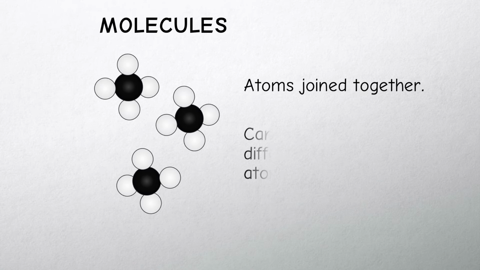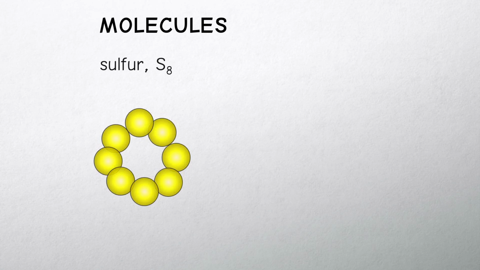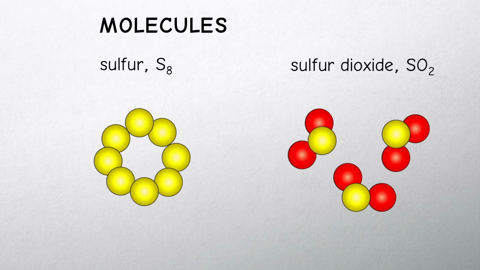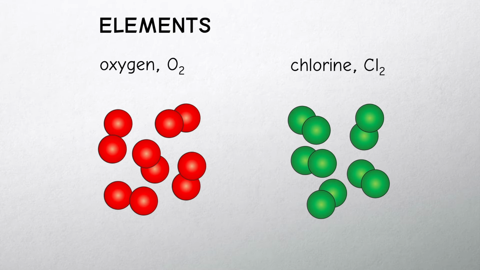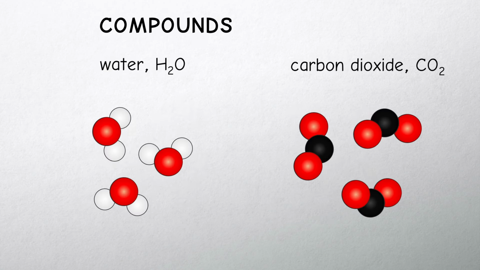A molecule is made of atoms that are joined or bonded together. These atoms can all be the same, or they can be different. This means you have molecules of elements, like oxygen and chlorine, and you can also have molecules of compounds, such as water and carbon dioxide.